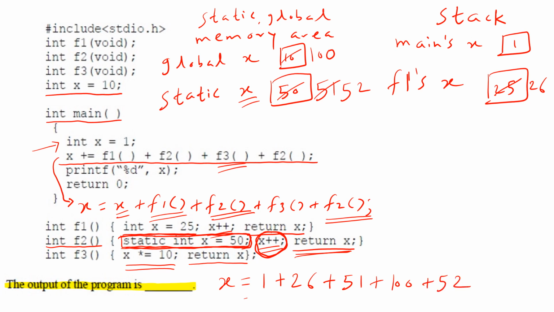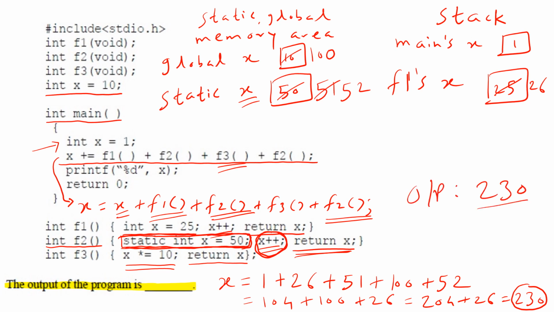So now this would be 52 plus 52, 104, plus 100 plus 26. So that happens to be 204 plus 26, and that happens to be 230. So this program will output 230. I hope you have understood this.